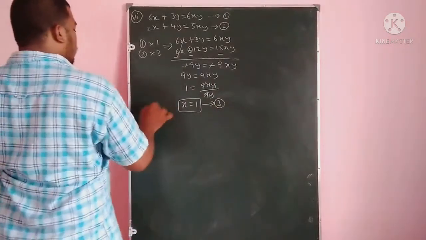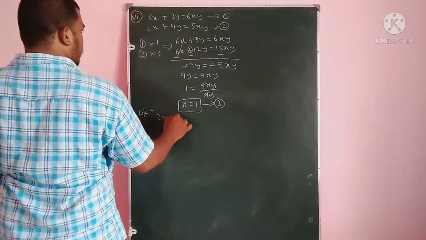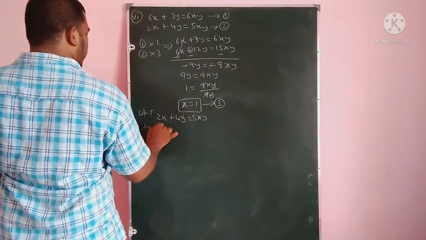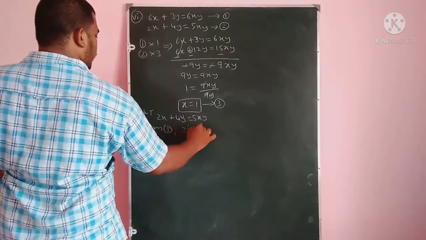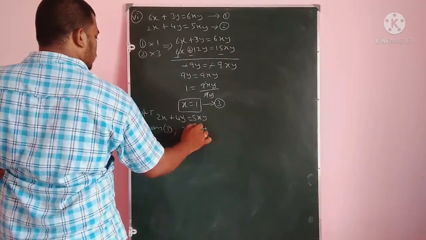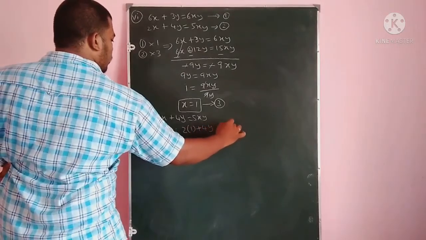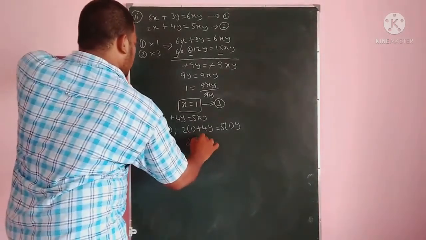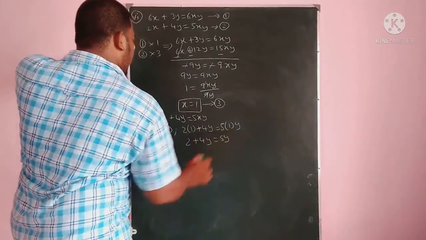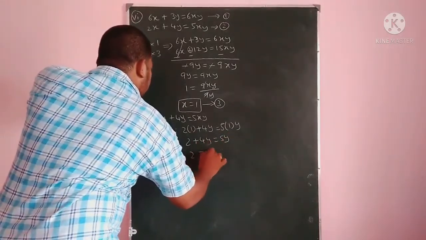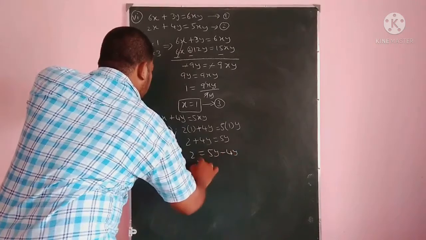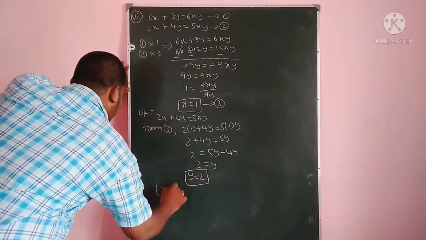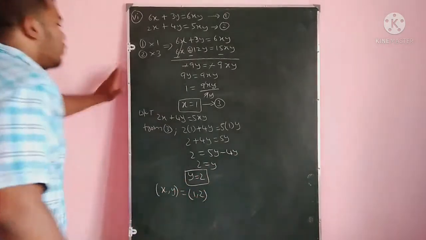Let it be 3. So we know that 2x plus 4y is equal to 5xy. From 3 we can write 2 into 1 plus 4y is equal to 5 into 1 into y. So 2 plus 4y is equal to 5y. So 2 is equal to 5y minus 4y. So 2 is equal to y. That implies y is equal to 2. Finally, the solution x comma y is equal to 1 comma 2.